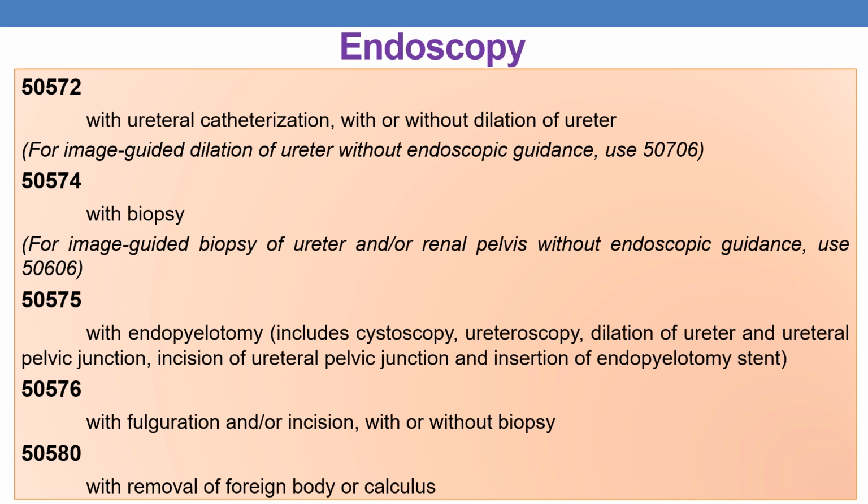So the next CPT is 50572. That is nothing but renal endoscopy through nephrotomy or pyelotomy with ureteral catheterization with or without dilation of ureter. The next is 50574. Renal endoscopy through nephrotomy or pyelotomy with biopsy. The next is 50575. Renal endoscopy through nephrotomy or pyelotomy with endopyelotomy, including cystoscopy, ureteroscopy, dilation of ureter, ureteral pelvic junction, incision of ureteral pelvic junction, and insertion of endopyelotomy stent. The next is 50576. Renal endoscopy through nephrotomy or pyelotomy with fulguration and or incision with or without biopsy. The next is 50580. Renal endoscopy through nephrotomy or pyelotomy with the removal of foreign body or callus.